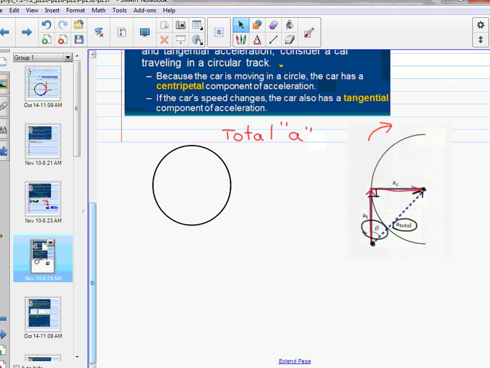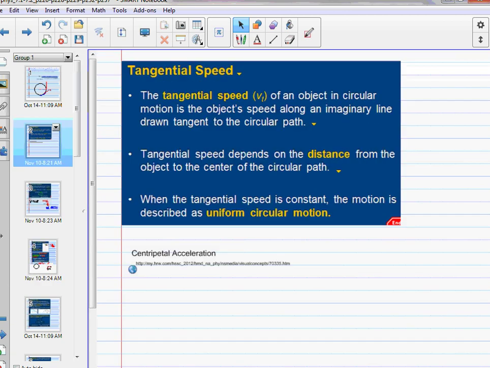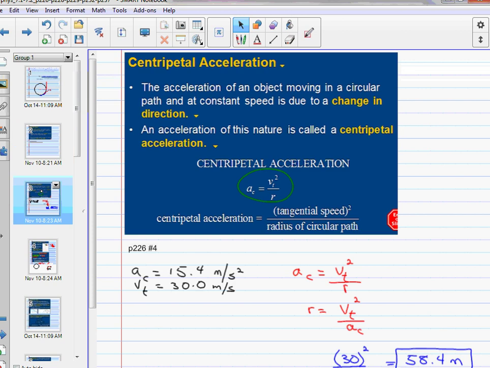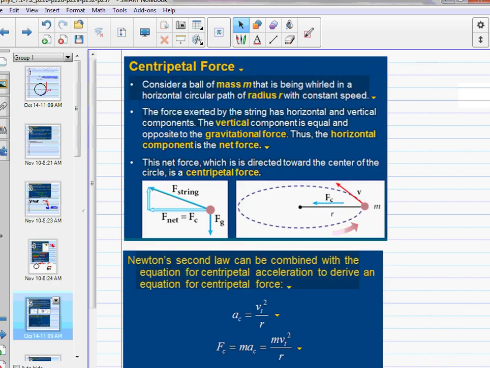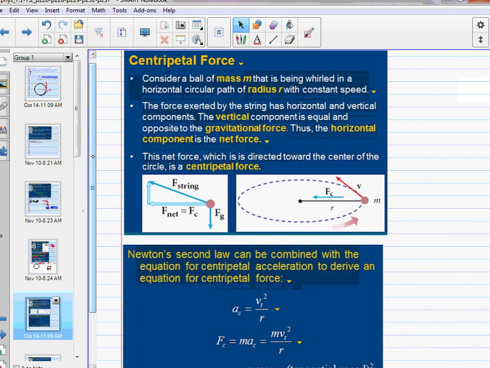So let's talk a little bit about, did I go backwards? I went backwards. Let's talk a little bit about centripetal force. Now, that force that is pulling me so that I turn a corner. Consider a ball of mass m that's being whirled in a horizontal circular path of radius r with some constant speed. The force exerted by the string has a horizontal component and a vertical component to it.